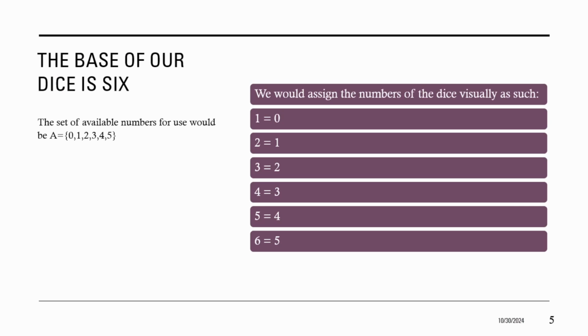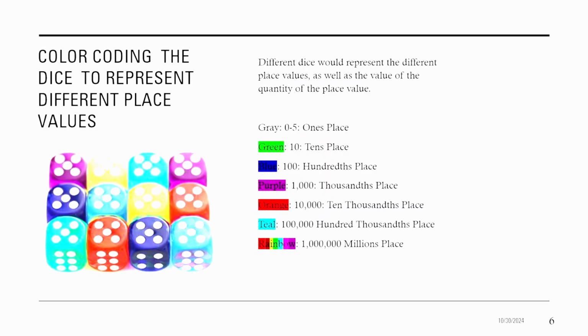The base of our dice is 6, which means the set of available numbers for use would be equal to the set A, which contains the elements 0, 1, 2, 3, 4, and 5. We would assign the numbers of the dice visually as such. 1 would be equal to 0, 2 would be equal to 1, 3 would be equal to 2, 4 to 3, 5 to 4, and 6 to 5.